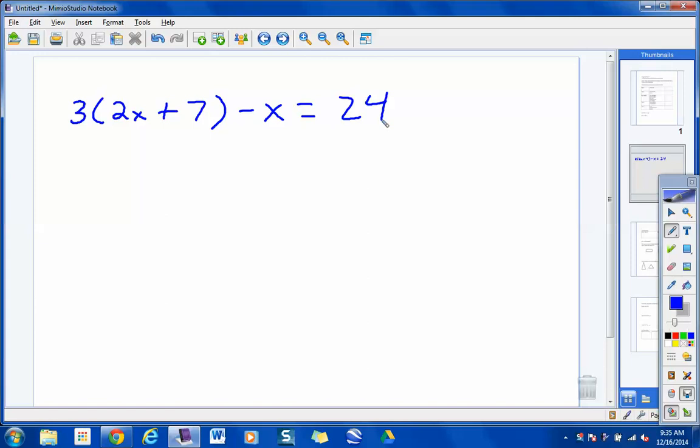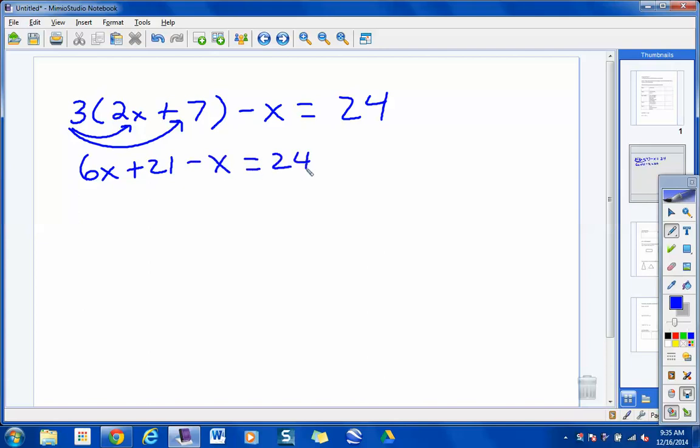Yeah, and that property again is what property? Distribute. So 3 times what here first? 2x is? I've also got to take the positive 3 times the positive 7. So that's a positive 21, right? And then I'm going to bring the minus x with it, and that's still equal to 24. So I've gotten rid of parentheses.